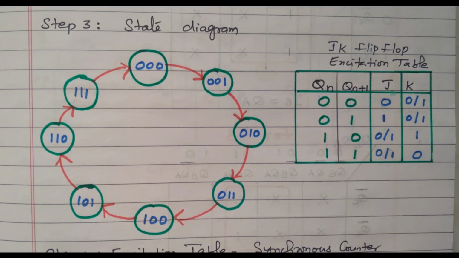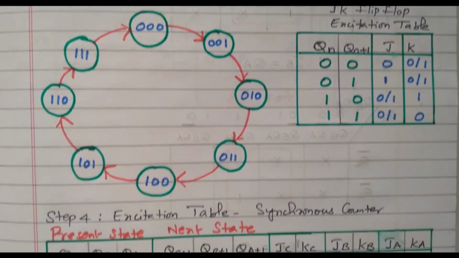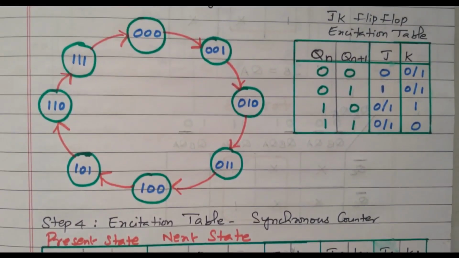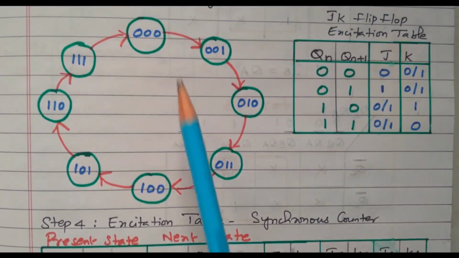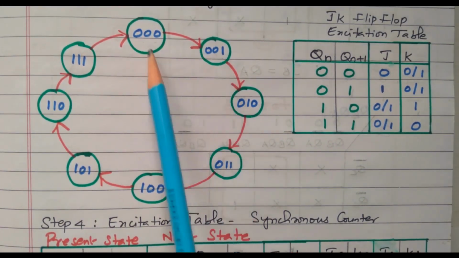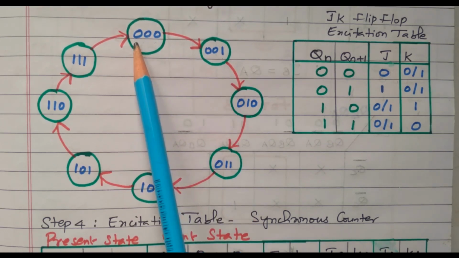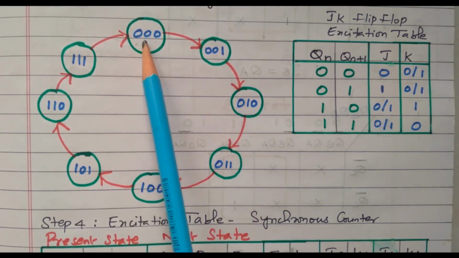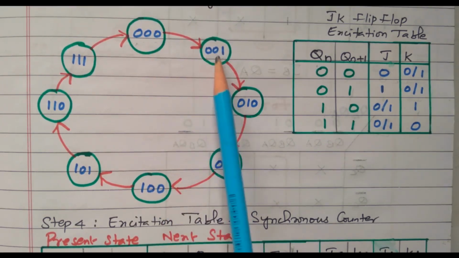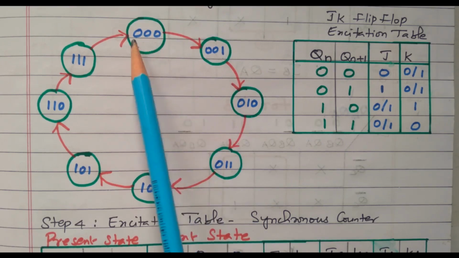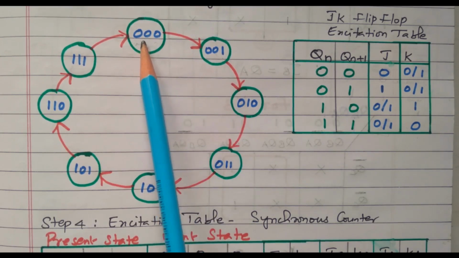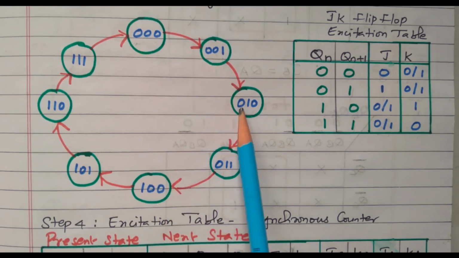Now we need to design the excitation table for a synchronous counter, a 3-bit synchronous counter, right. So how do we find the state diagram? This is the current position 0 0 0, which changes to 0 0 1, right. There are 3 flip-flops, and we can name them A, B, C. So this is C, B, A, right. See how it changes. It changes from 0 0 0 to 0 0 1. Then it changes to 0 1 0.